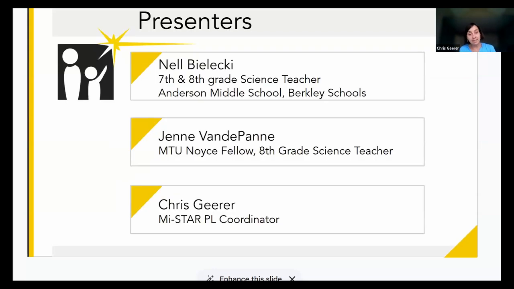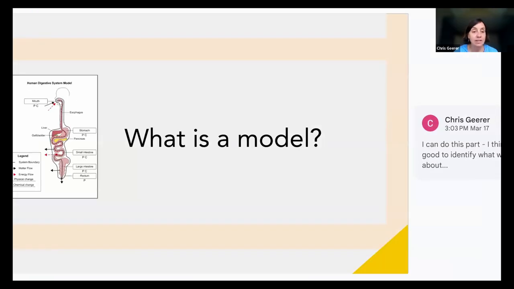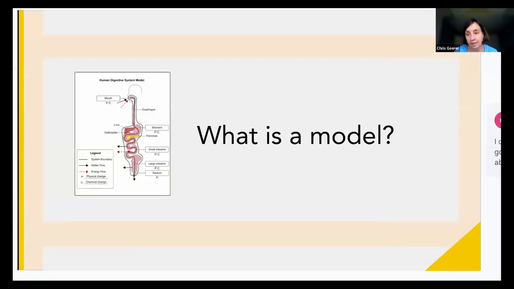So with me today are Nell Bilecki from Berkeley and Jenny Vandepan from Newaygo, right? Yes. They have been MyStar teachers for a long time in MyStar PLFs, and they have also done modeling instruction. Not only do they do it in their classroom, but they've done professional learning for modeling instruction. And they are amazing, so you're in for a good afternoon.